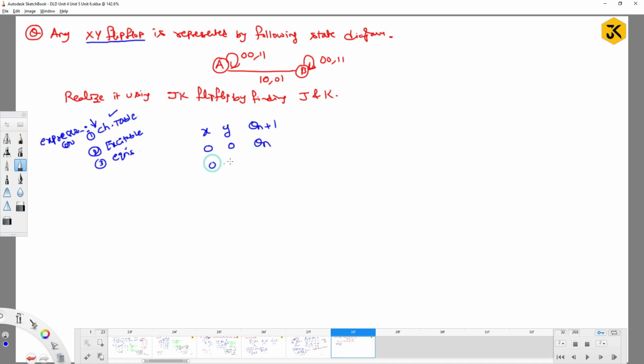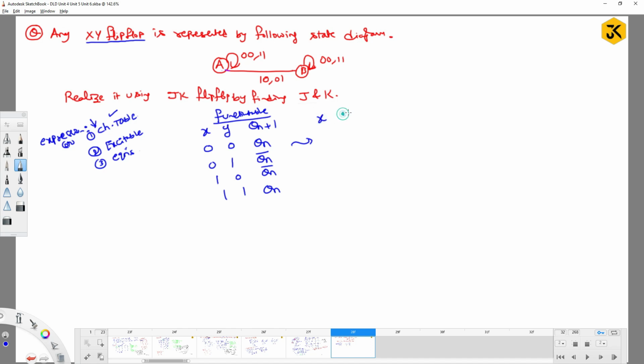If I have 0 1, observe where it is moving. It is moving to the other state, so I can call it Qn bar. If I have 1 0, it is again moving to the other state, Qn bar. If I have 1 1, it will always go to Qn. That's it. This is the corresponding function table.